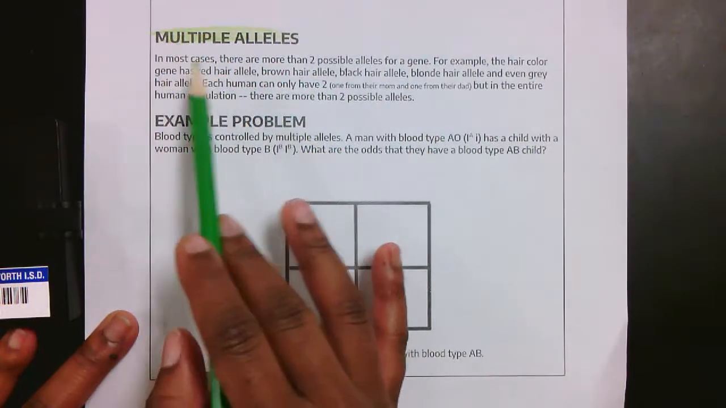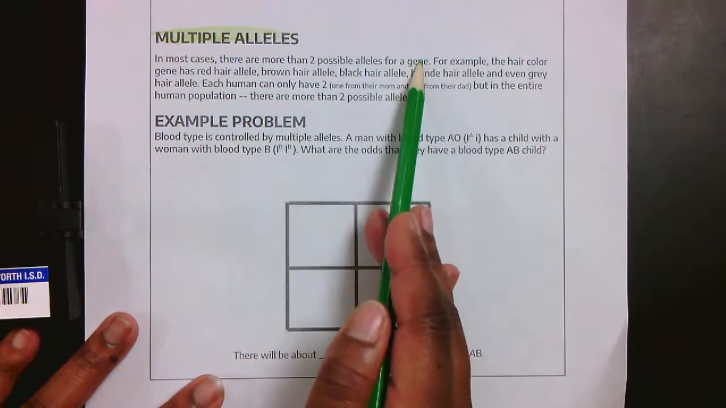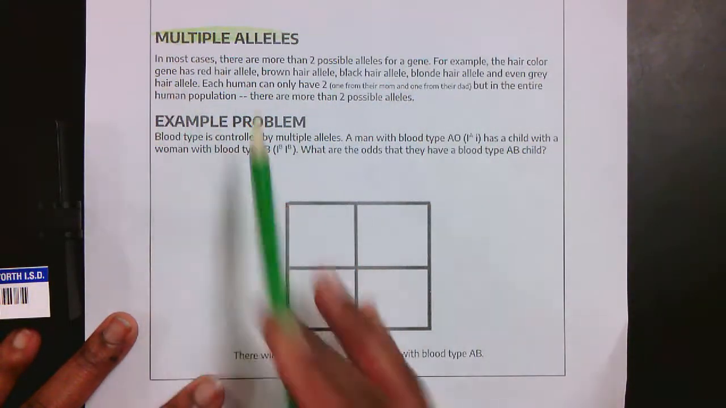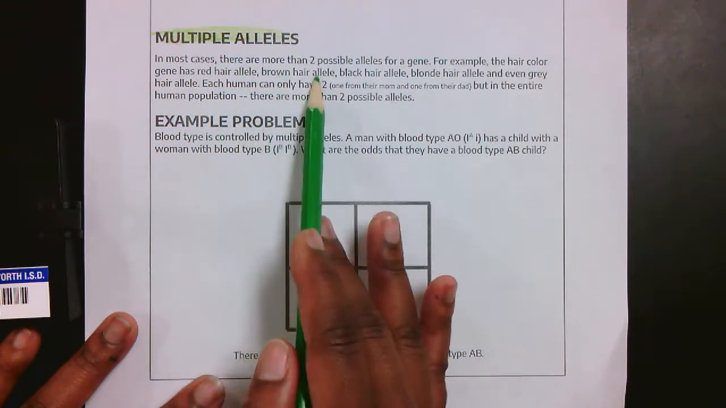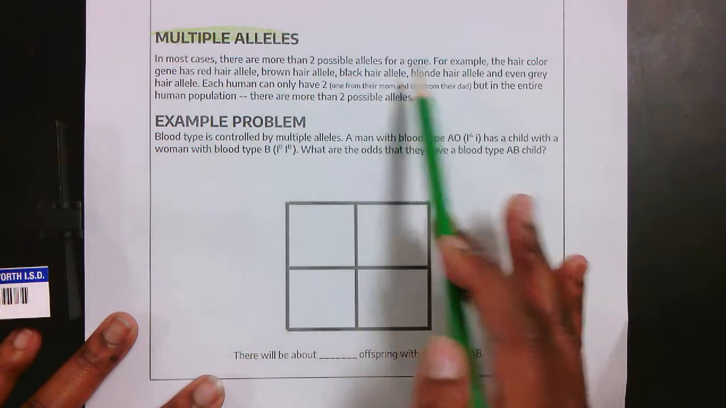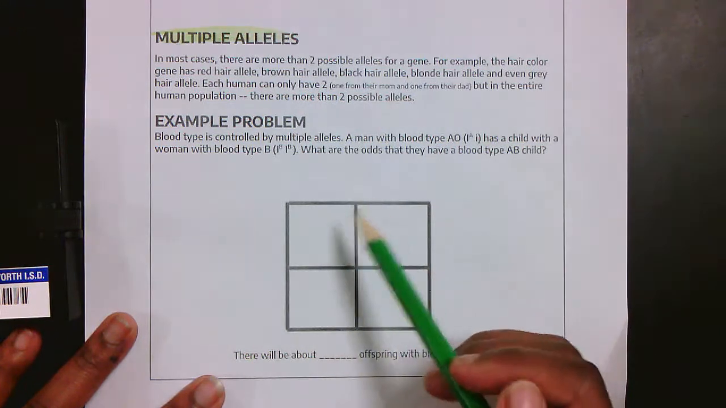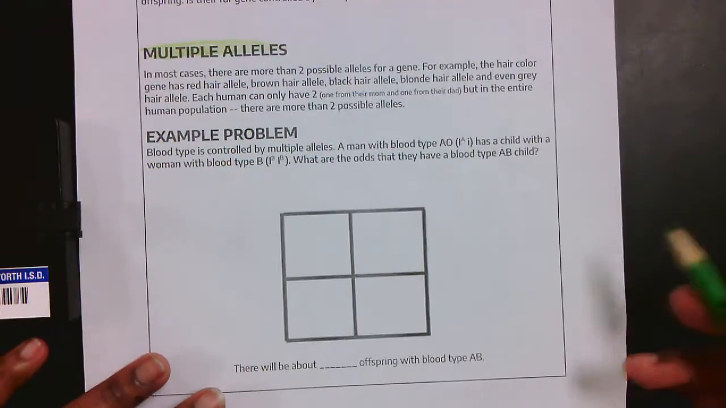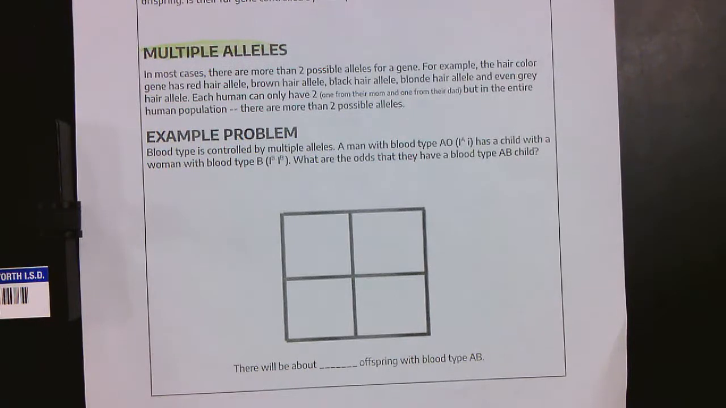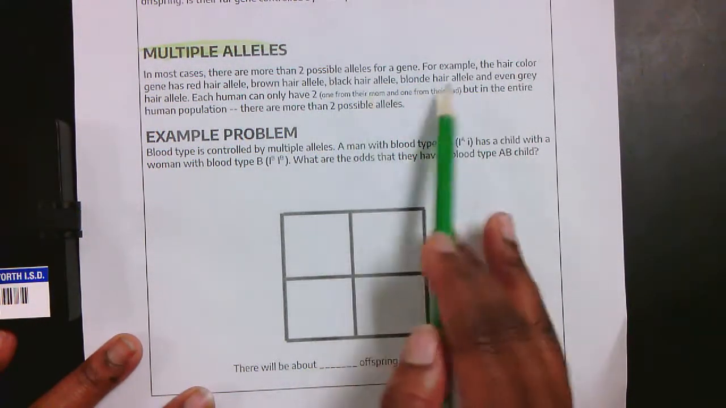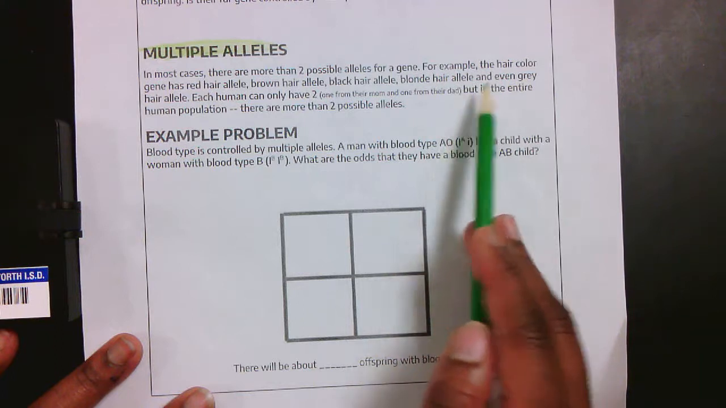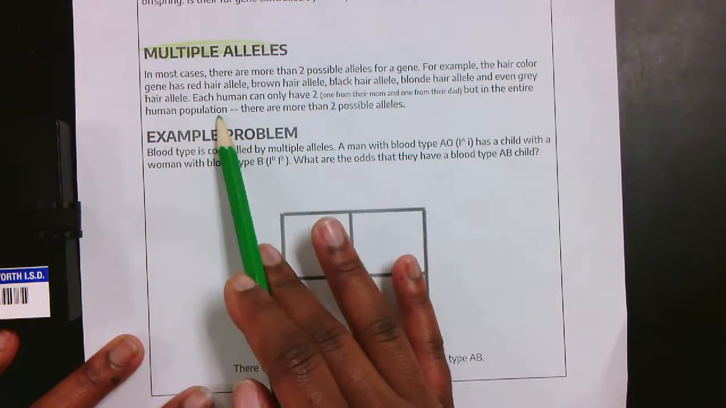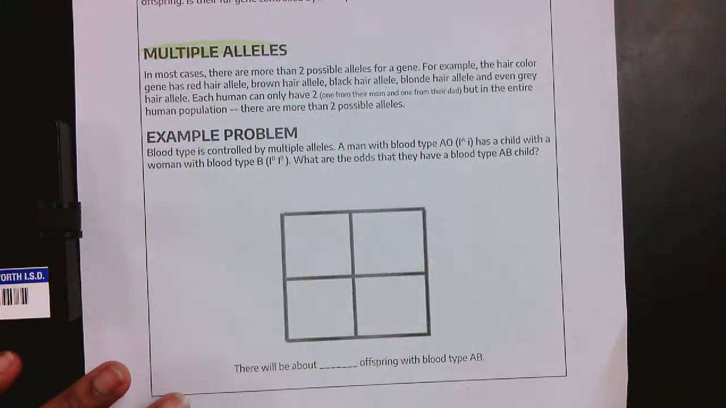So, in most cases, there are more than 2 possible alleles for a gene. For example, the hair color gene. You can have red hair allele, you can have the brown hair, you can have black hair allele, or blonde hair allele, or even gray haired allele. However, you as a human, you get 2 copies of each gene. So you can only inherit 2 of the possible ones, because you get one from your mom and one from your dad. But of course, across the entire human population, there are going to be more than 2 possible alleles.